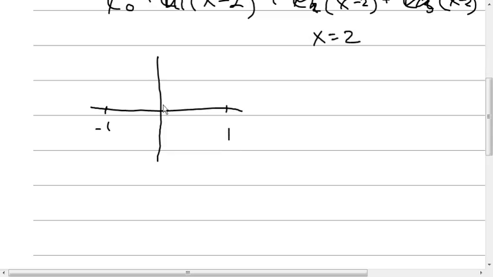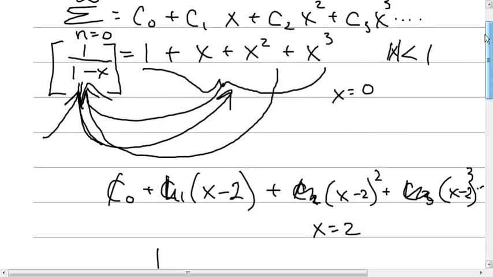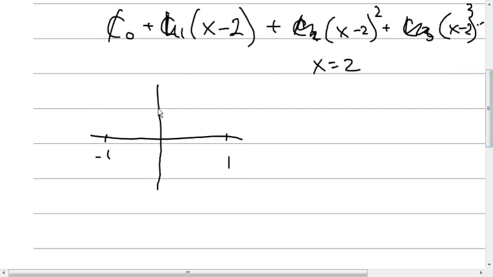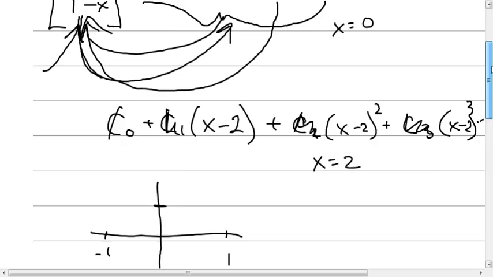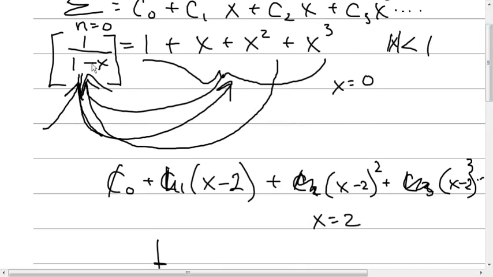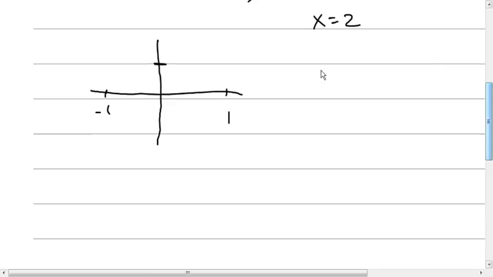At 0, we get 1 over 1 minus 0, which is 1. So we know that the function is 1. At 1, we get 1 over 1 minus 1. Well, that's infinity, so we've got a vertical asymptote here.